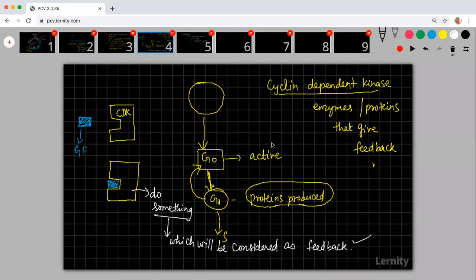In the CDK group there are many different types of proteins like cyclin E, cyclin F. In those proteins, the factors can be any substrate. It can be something that indicates DNA damage. He was asking how this feedback mechanism is working, so that is why I explained it to you. So how will this CDK check? Basically, if there is some substance binding with the CDK, it will do something.